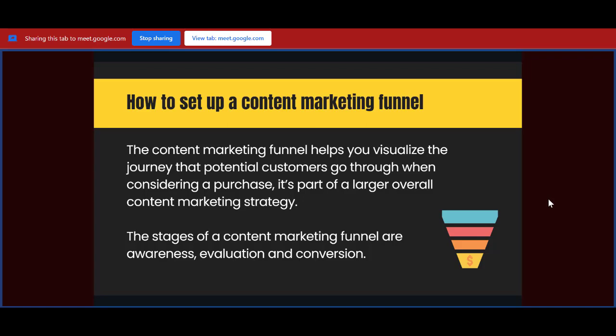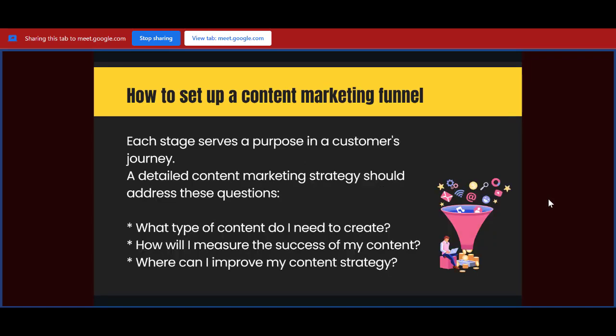And there are different models for creating a content marketing funnel, but we are going to be looking at the AEC model, where A stands for awareness, E for evaluation, and C for conversion. If you check, each stage serves a purpose in the customer's journey. So a detailed content marketing strategy should address these questions.